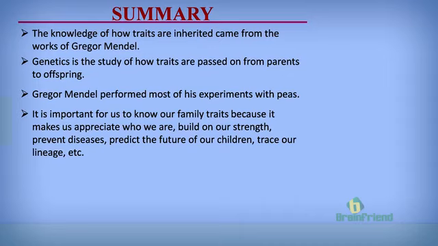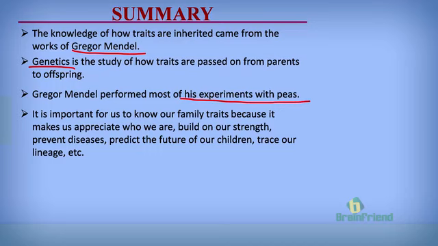In summary, in today's class, we said the knowledge of how traits are inherited came from the works of a scientist called Gregor Mendel. We said he came about this knowledge through his works on genetics, and genetics is the study of how traits are passed on from parents to children or from parents to offspring, whether parents of plants or parents of humans, animals, or so on. Gregor Mendel performed most of his experiments using pea plants. He did most of his experiments on peas. I hope you can still remember his experiments.